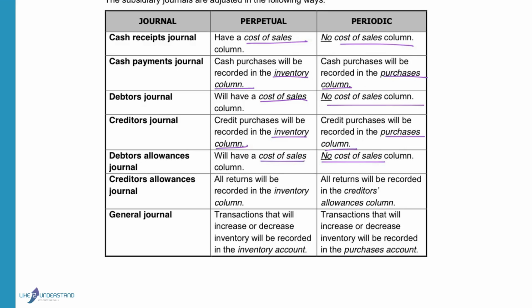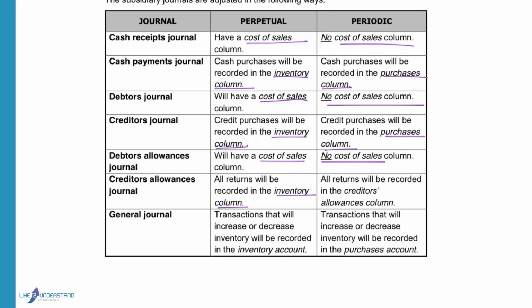Creditors allowances journal, all returns will be recorded in the inventory column. That means when we use the perpetual inventory system, every time we buy goods or sell goods or return goods, it will be recorded in the inventory account, and you will use a cost of sales column and an inventory column in your subsidiary journals.